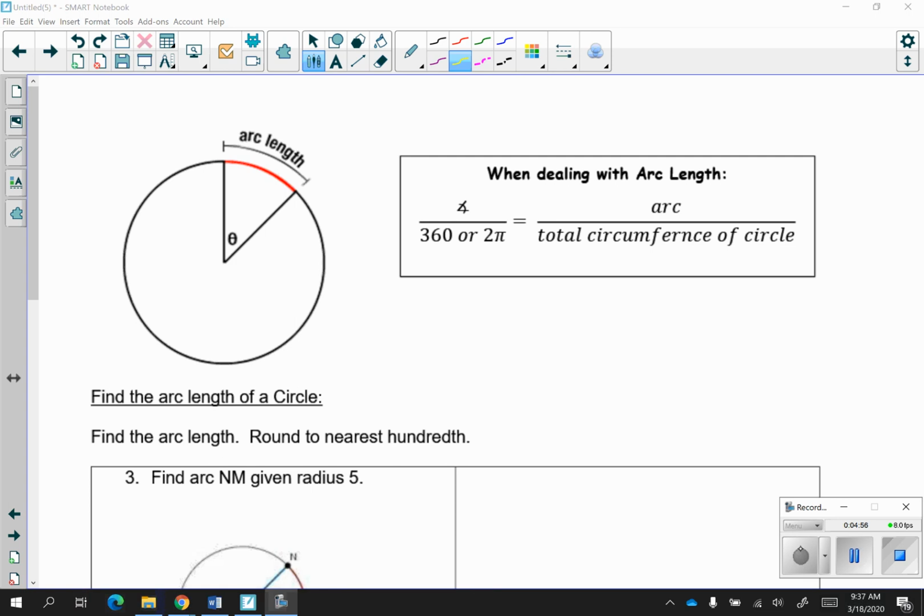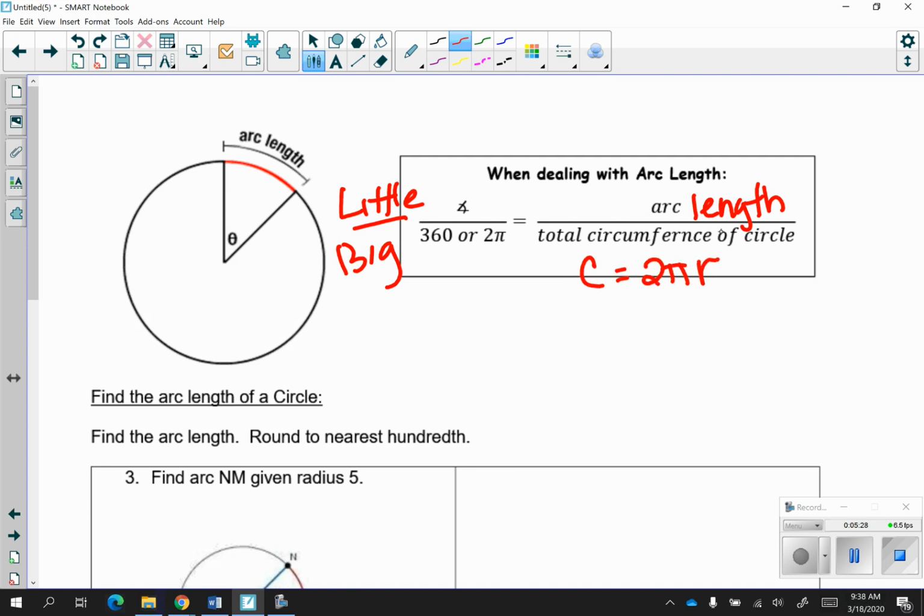When we talk about arc length, remember that's like the crust of the pizza. The beginning part is the same, the angle over 360, or 2 pi. It's still a little to big. The little piece to the entire distance around the circle is equal to the arc length over the total circumference of the circle. And remember that circumference is equal to 2 pi r.